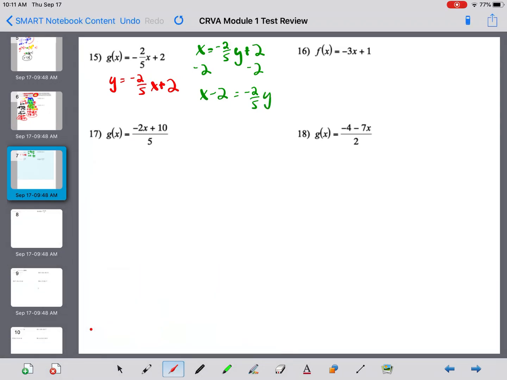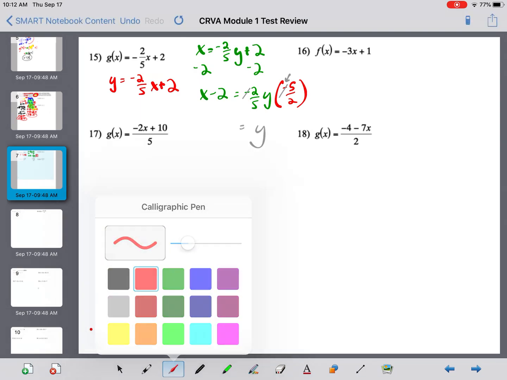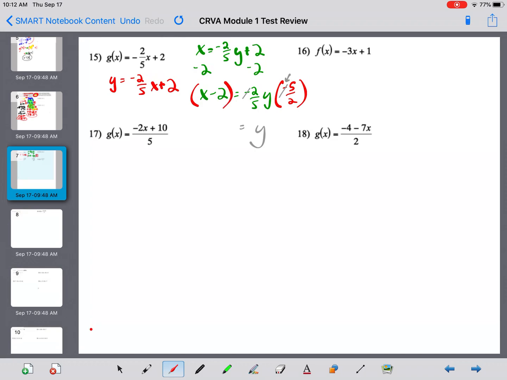And to undo multiplying by negative 2/5, we multiply by negative 5/2. Remember, a negative times a negative is a positive. So I need this negative right here because it undoes the negative right there. So we end up with a positive y. Of course, what we do on one side, we've got to do on the other. This whole right side gets multiplied by negative 5/2.